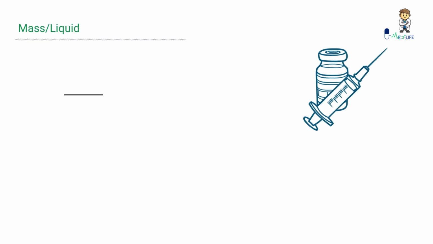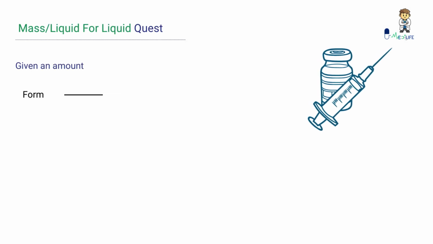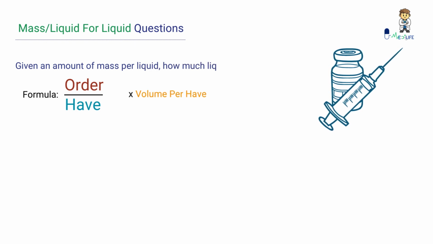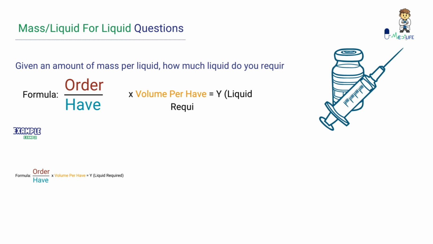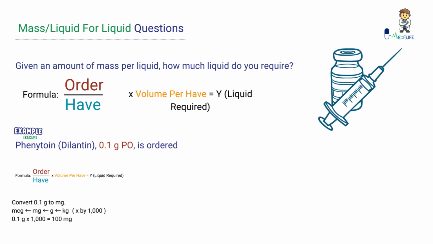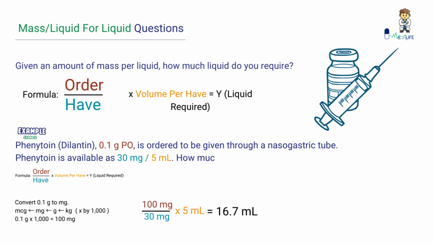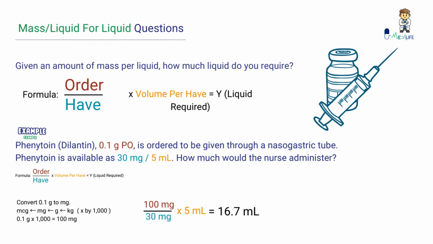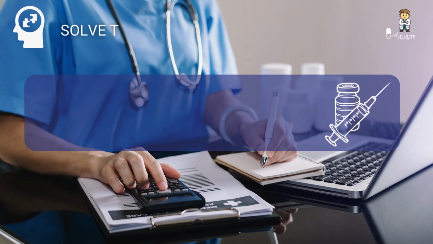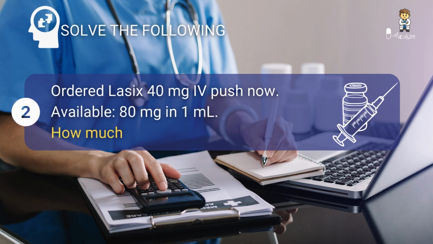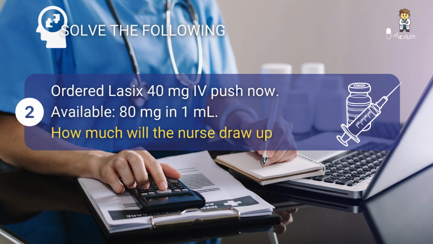Now, what if we have a mass, liquid for liquid order? Given an amount of mass per liquid, determine how much liquid you need using this formula. Divide the ordered amount by the have amount, then multiply by the volume per have. Check the presented example to see how it's applied. Check this example, solve it, and let us know your answer in the comments below. Feel free to pause the video if you need more time.